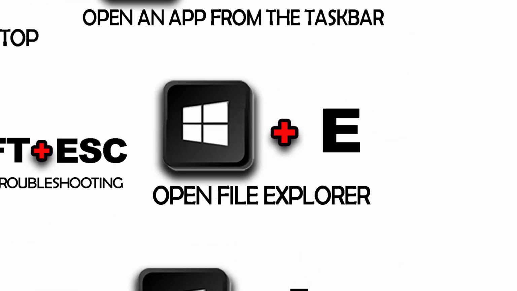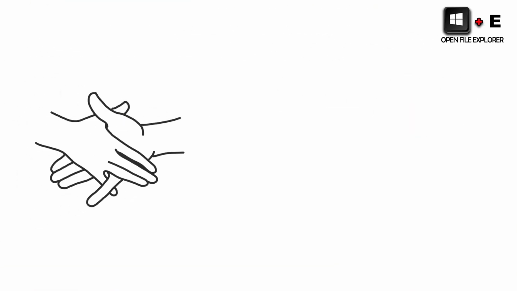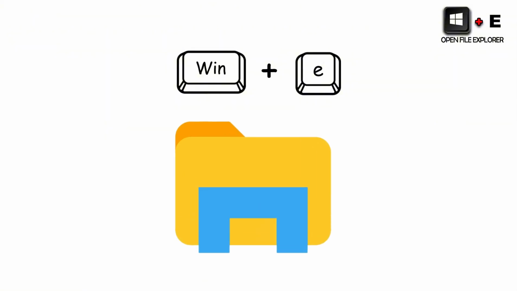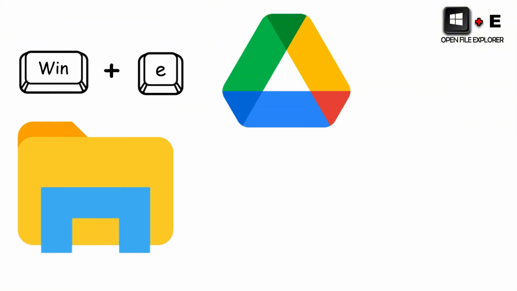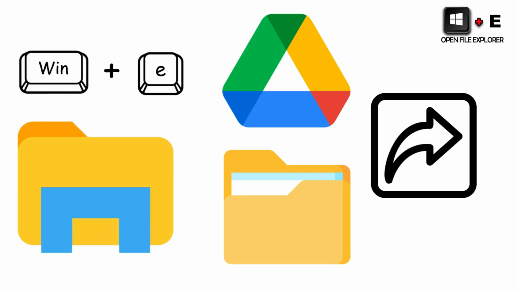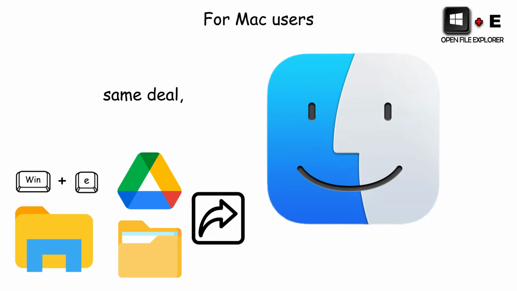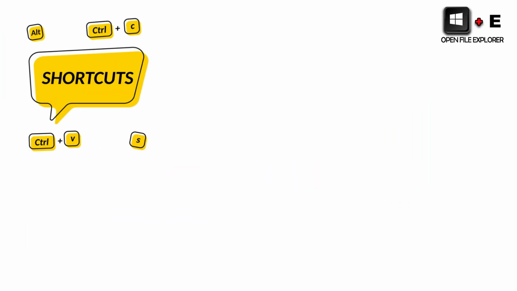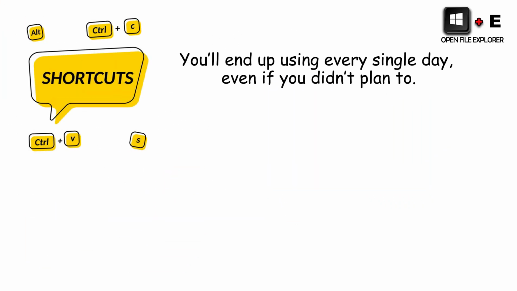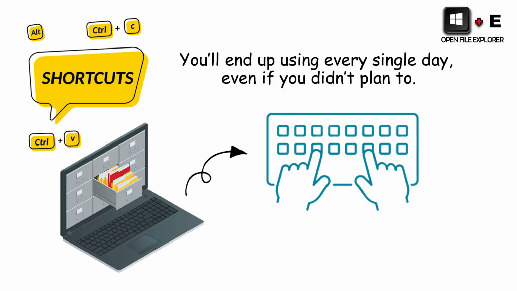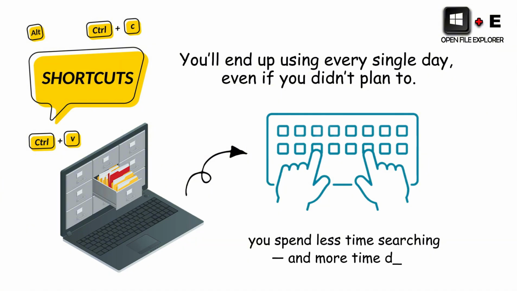Open File Explorer. This one's simple but feels like a secret handshake. Need to find a file fast? Don't waste time clicking through menus. Just press Windows plus E and your File Explorer pops up instantly. Every drive, folder, and shortcut right at your fingertips. For Mac users, your version is Finder, same deal, same power. It's the shortcut you'll end up using every single day, even if you didn't plan to. Because when your files are one keystroke away, you spend less time searching and more time doing.